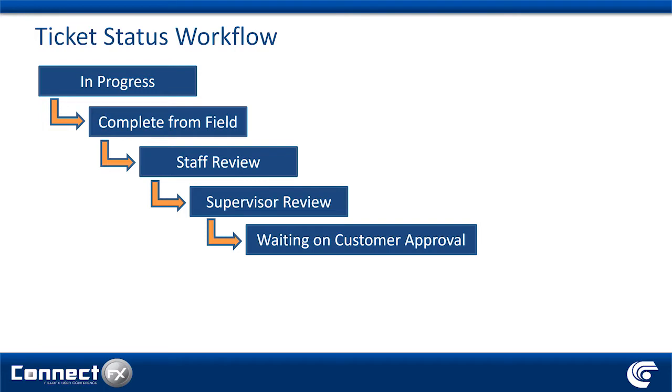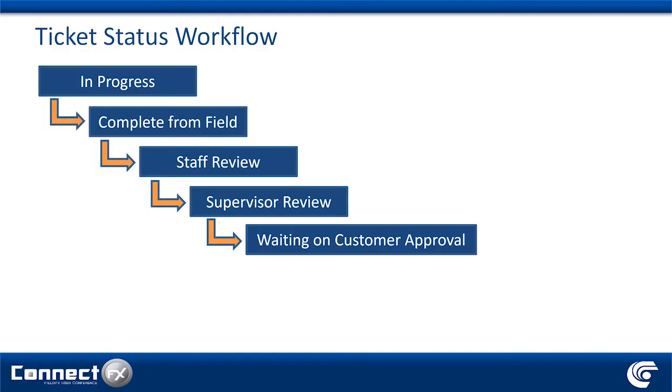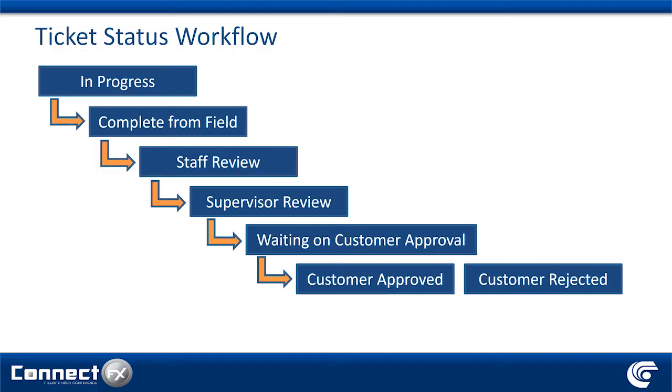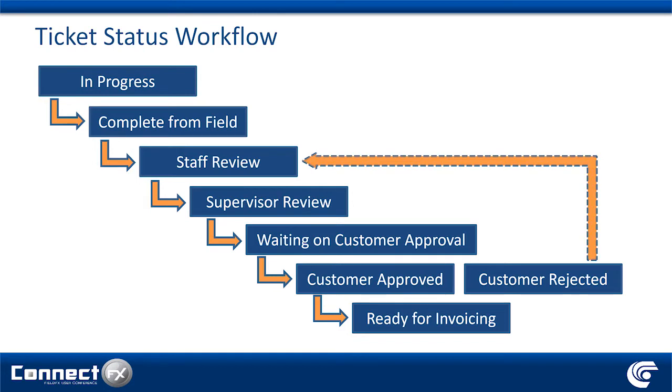That is a really important status because it moves to the customer at that point. We are still printing tickets, so we go get a signature, but at that point it's on waiting on customer approval. Then it could be approved or rejected by the customer. If it's approved, it's ready for invoicing. Our invoicing is done in SAP. If it's rejected, it goes back to staff review. So this is our ticket status workflow.